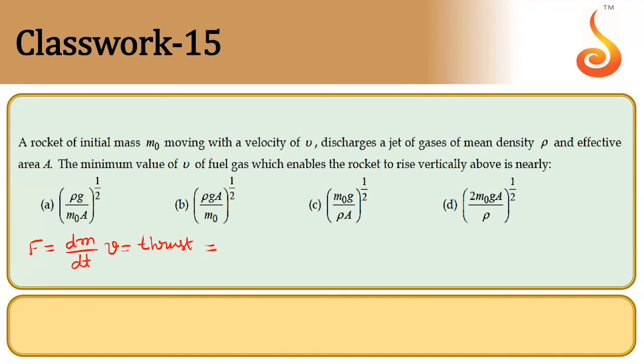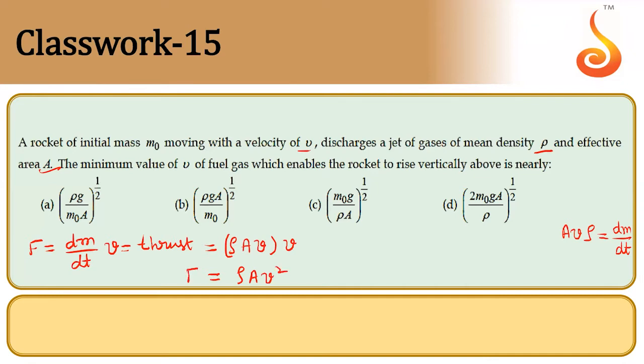Density, area and velocity are given. We had used it yesterday also. Area into velocity will give you the rate of change of volume. Multiply by density, that will give you the rate of change of mass. So this should be equal to dm by dt. So for dm by dt I can substitute rho a v. This is dm by dt into v, so that should be equal to rho a v square.